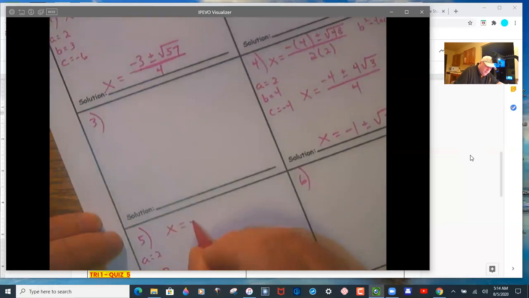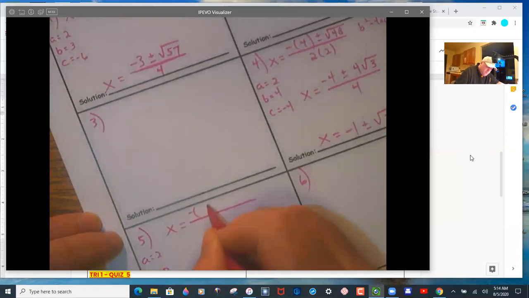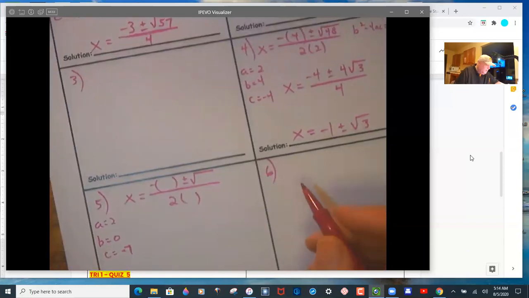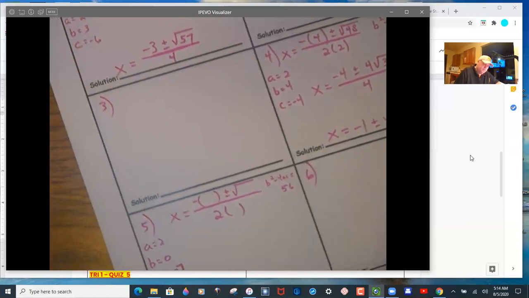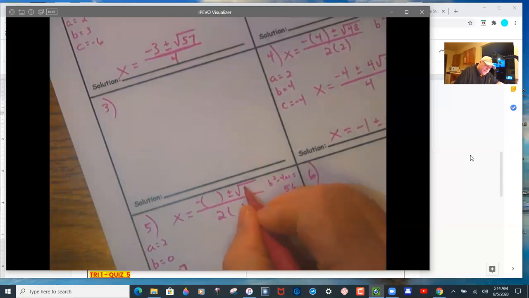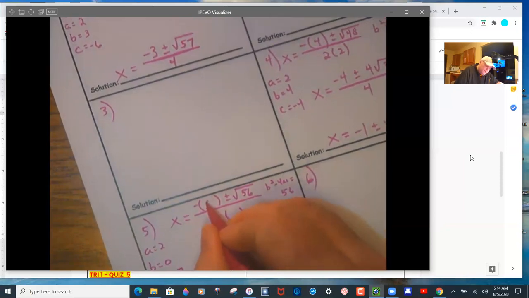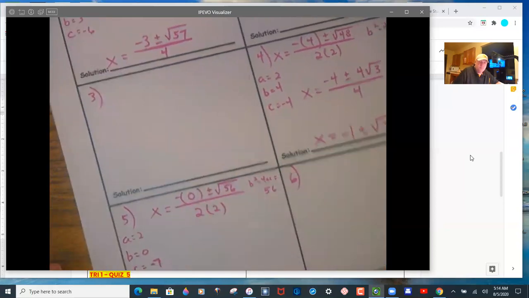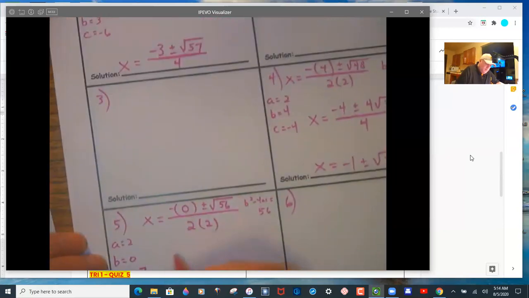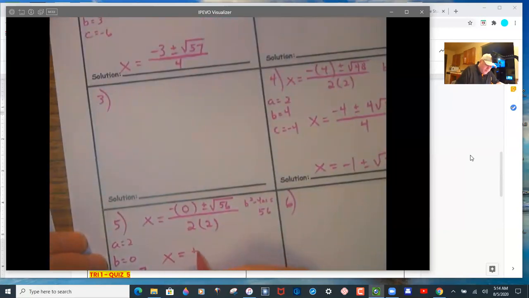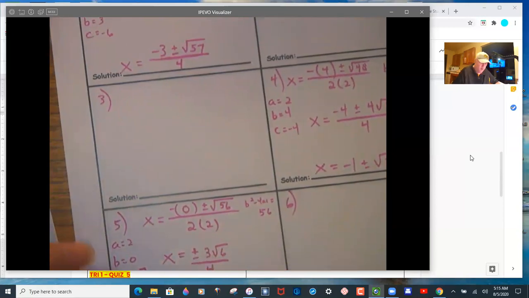Then start with the template. And then the b squared minus 4ac value. This time it's 56. Okay, so that's going to go in, and then b is 0, and over 2 times 2. So 56, 9 and 6. So plus and minus 3 times the square root of 6 over 4.